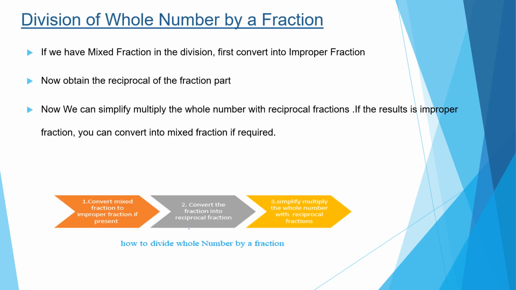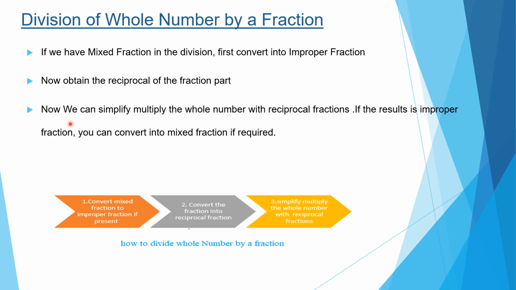Division of a whole number by a fraction. That means the divisor here is a fraction and the dividend is a whole number. Here we have to follow three steps. If we have a mixed fraction, we convert that into an improper fraction. The fraction is the divisor here, right? The divisor we convert into an improper fraction if it is a mixed fraction. Then we get the reciprocal of the fraction. Then we do the regular multiplication of the whole number with the reciprocal of the fraction. And again, if the result is improper, we can convert that into a mixed fraction.